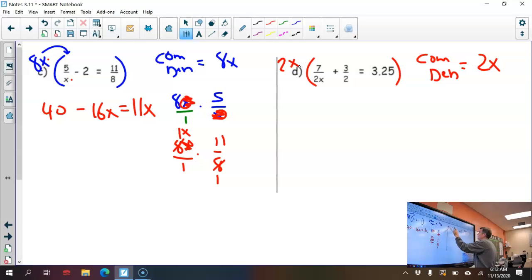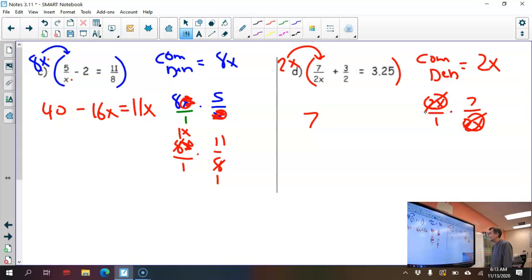So 2x. When I multiply by this, the 2x divided by the 2x is 1. And 1 times 7 is 7. If you want to see it over here, it might look like this. Now I have a 2x on top and a 2x on the bottom, so they cancel out. And I'm left with 7. Plus 2x times 3 over 2. This time, I divide the 2 by the 2, and I get 1. So up here, I have 1x, and 1x times 3 is 3x.